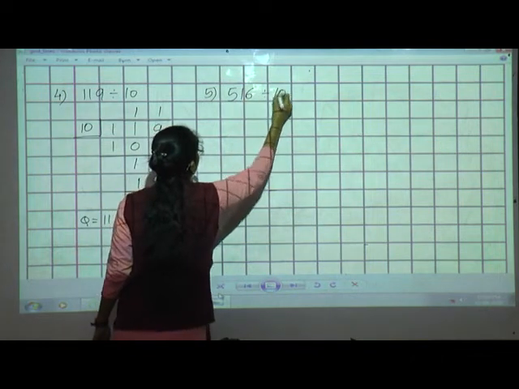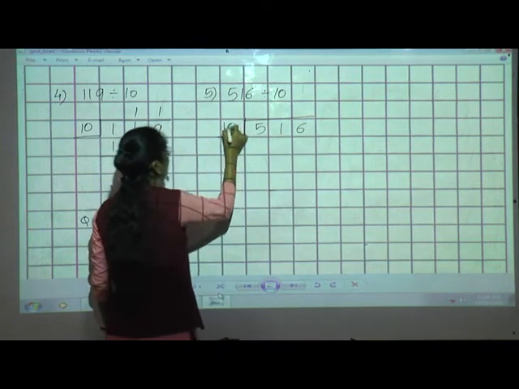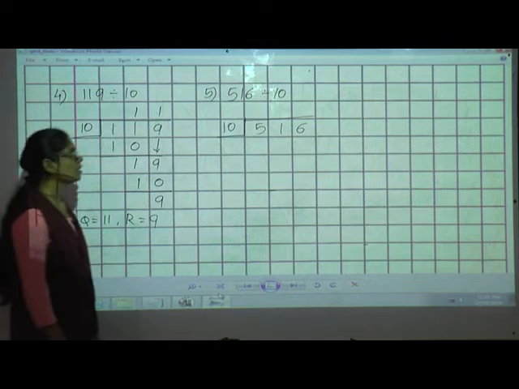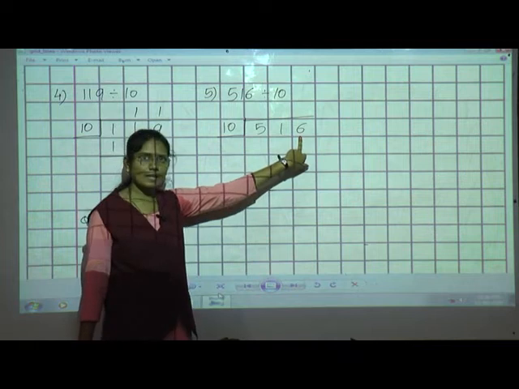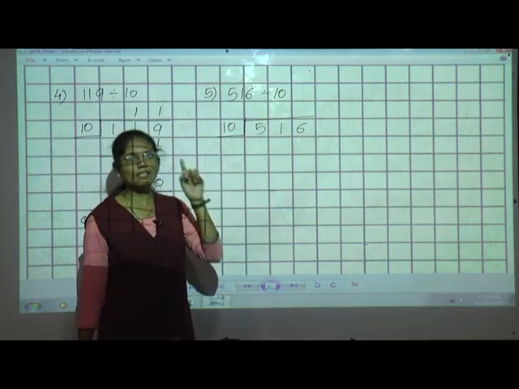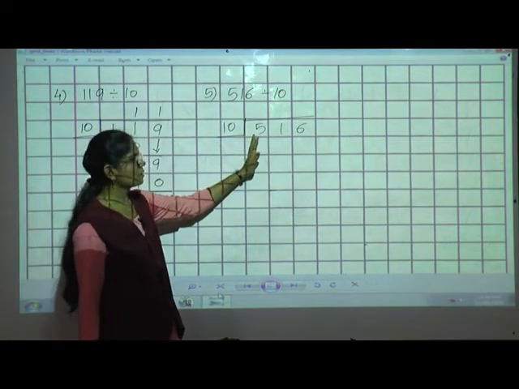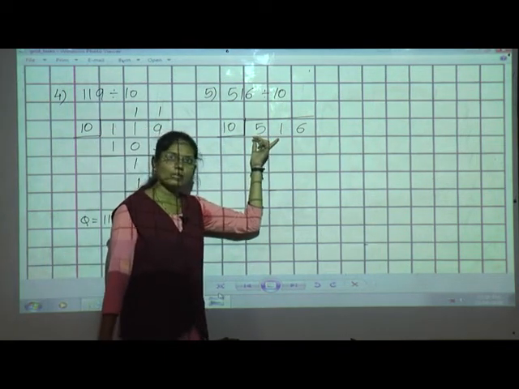516 by 10. Now see students, see the number carefully and tell me the answer, because here the divisor is 10. So by looking at the number only you have to tell me the answer, and then afterwards we will check our answer by solving the example. Now see in 516, at the ones place which number can you see? At the ones place 6 is there. Means our remainder is 6, and whatever numbers remain will form the quotient. So here 51 will be the quotient.